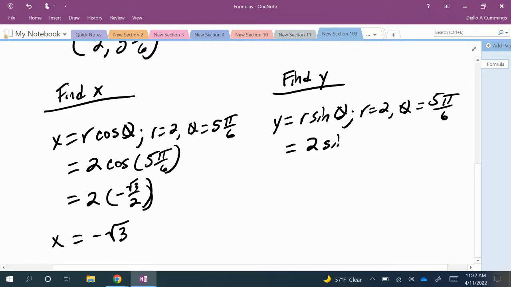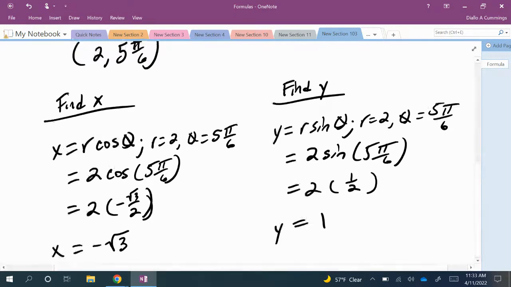So we have 2 times the sine of 5 pi over 6. Right, so we can either use the unit circle or we could use the function values chart. By doing that, you should see that the sine of 5 pi over 6 is 1/2. All right, 2 times a half, our 2's cancel, so we have a y coordinate of 1.